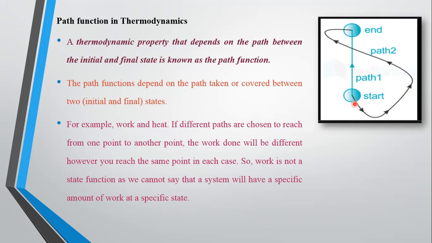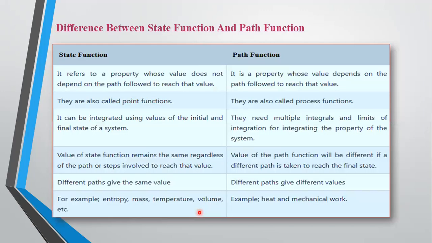So in this way, we have an idea about path functions, and here one more example is given: work and heat. If different paths are chosen to reach from one point to another, the work done will be different, however you reach the same state in each case. So work is not a state function, and we cannot say that a system will have a specific amount of work at a specific state.